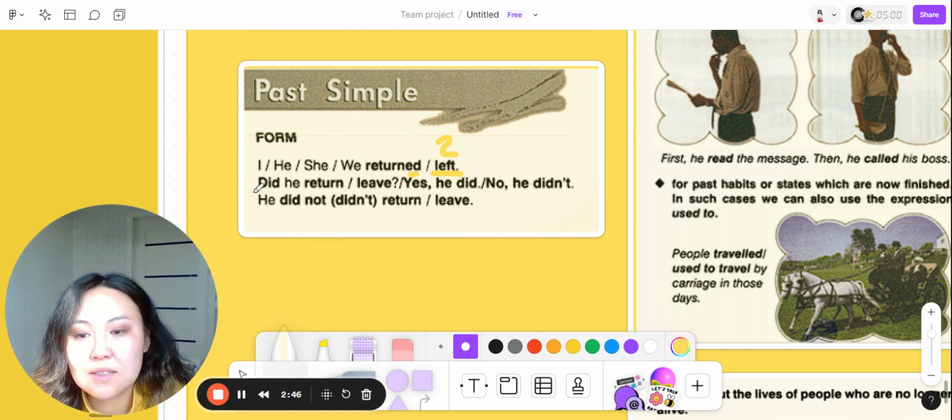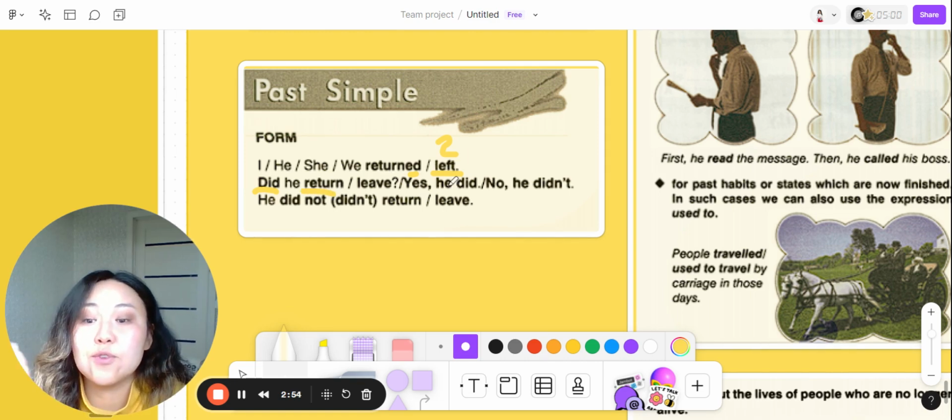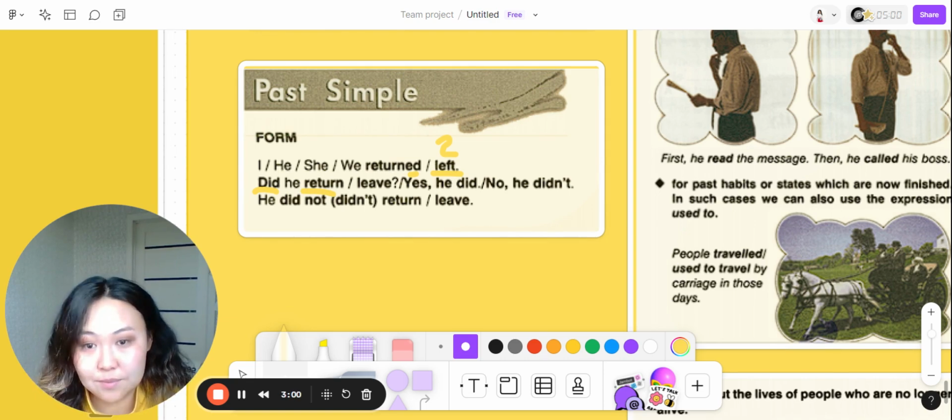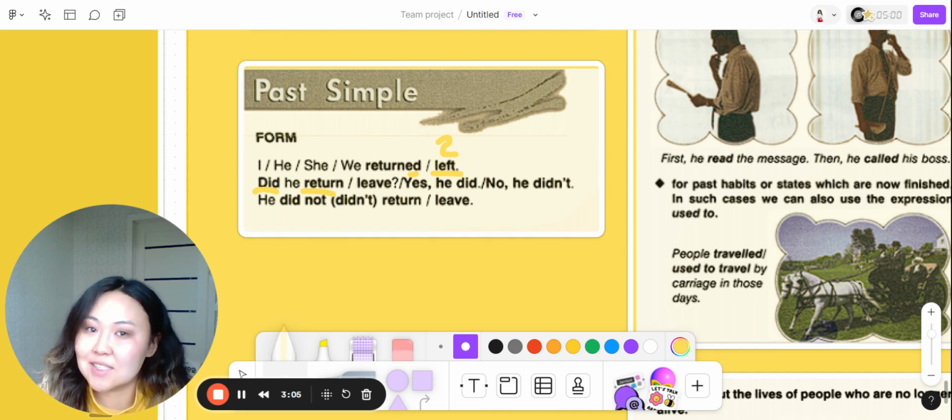When we ask questions, we use our auxiliary verb did. And when we ask questions, our verbs return to the first form. Not did he returned, but did he return? Did he leave? Also, this tense is really easy because you use these verb forms for all the pronouns.